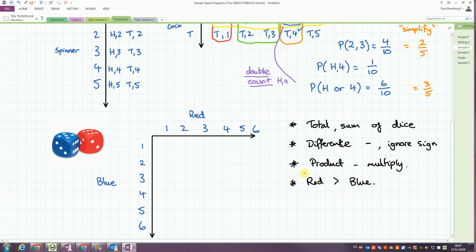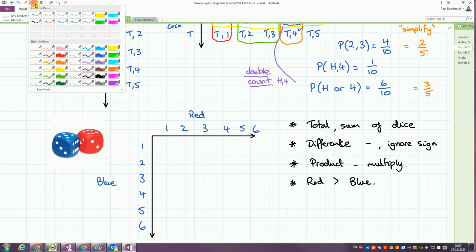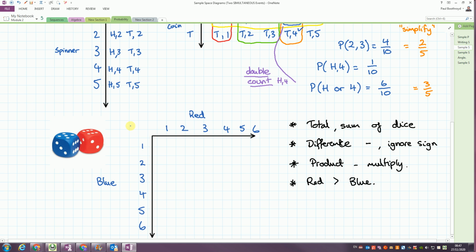Now, each of these could wind up with you having a separate diagram to solve the problem. When I do these, I often say what I'm doing in the diagram in the top corner. So in this box in the top corner here, let's go for the difference.